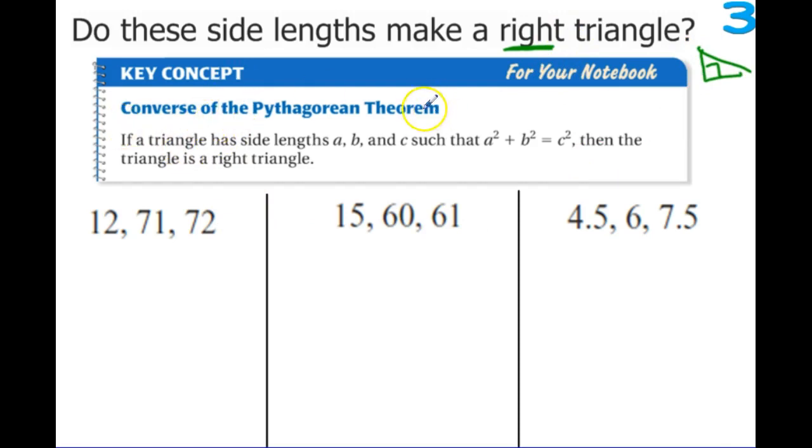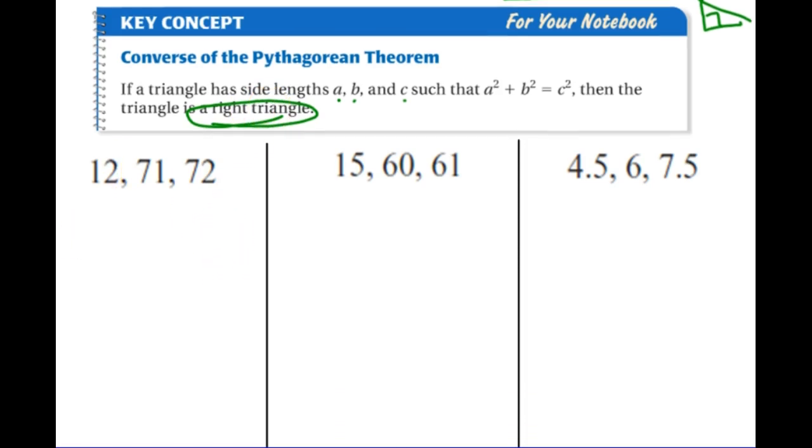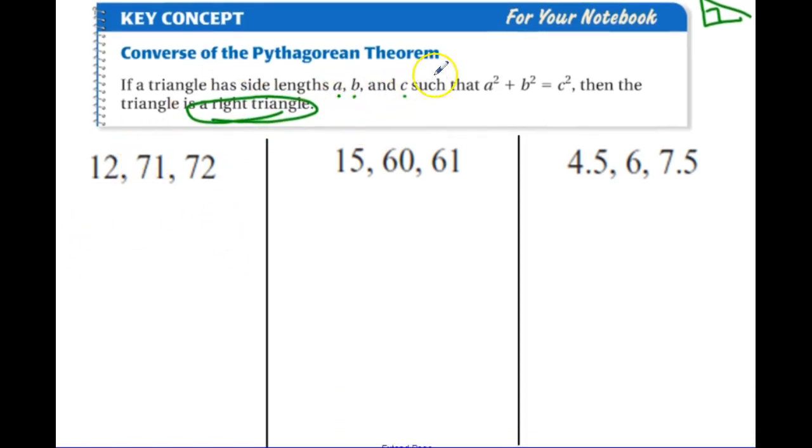So the converse of the Pythagorean theorem says, if a triangle has side lengths a, b, and c, and they say that a squared plus b squared equals c squared, then it must be a right triangle. The Pythagorean theorem said, if you have a right triangle, then a squared plus b squared equals c squared, so we're just doing the backwards of that. If a squared plus b squared equals c squared, then it must be a right triangle. So the only thing we know about a, b, and c is that c is the longest side, or the hypotenuse.